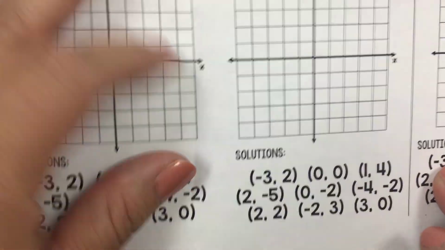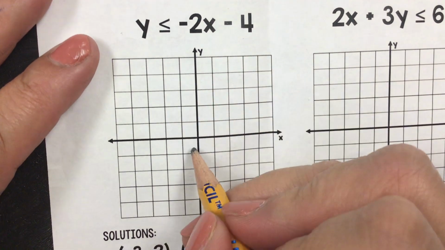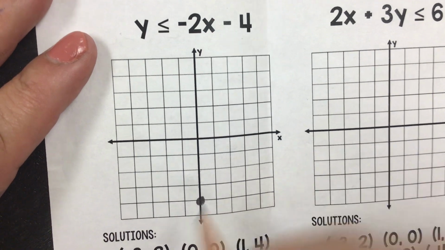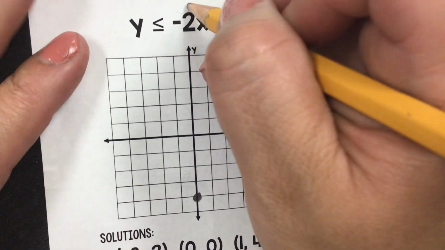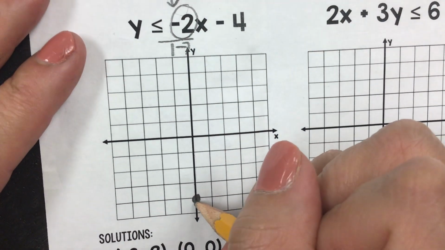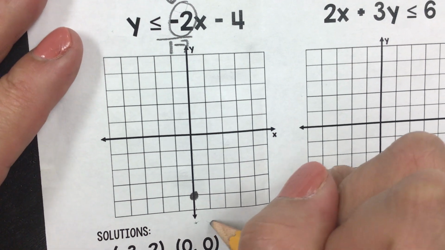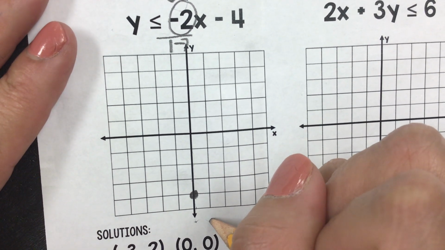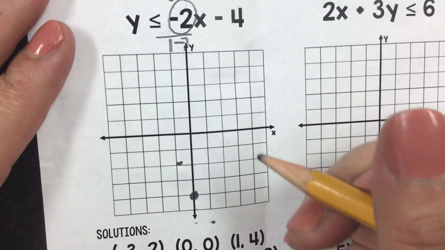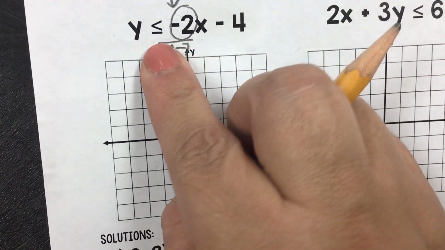Okay, let's take a look inside. We have a -4, so we're going to go down 4. 1, 2, 3, 4. Our slope means that we're going to go down 2 to the right 1. Don't forget, you could also have done the reverse, which is up 2 to the left 1. Bring down that negative sign. It is a solid line because there's a line underneath that equal sign.